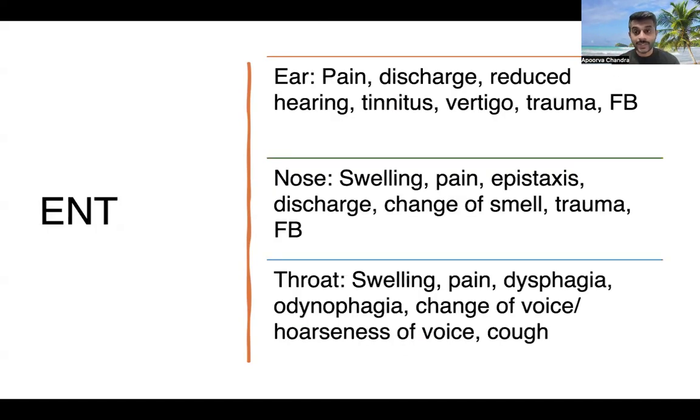And if you're talking about ENT station, consider asking about pain, if there is any discharge, any problems with hearing or reduced hearing, tinnitus, vertigo, any history of trauma, or any foreign body in the ear. And if you're specifically talking about the nose, talk about swelling, pain, epistaxis. Is there any discharge, change of smell, trauma, or foreign body? Similar thing about the throat. So you talk about swelling, pain, dysphagia, any difficulty in swallowing or any pain while swallowing, or rhinophagia, change in voice or hoarseness of voice, or any history of cough.